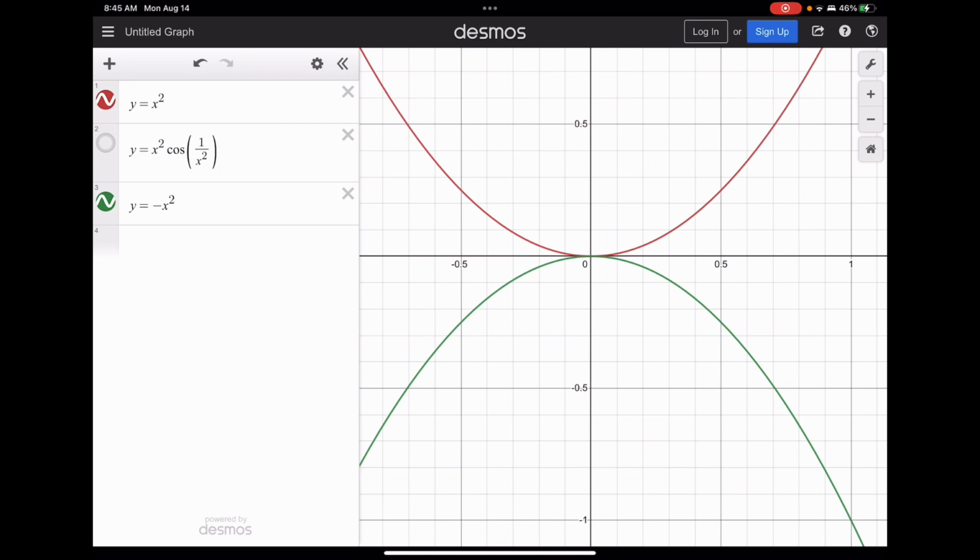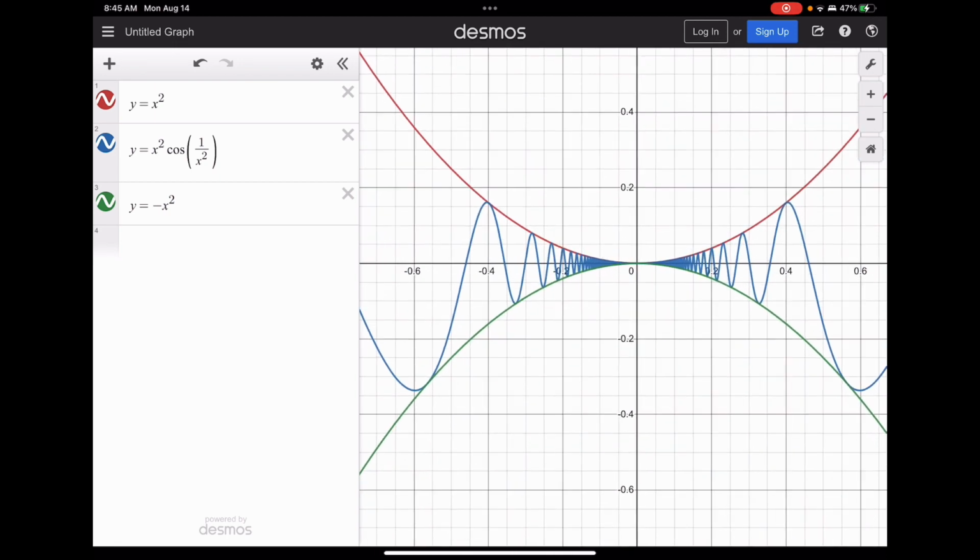So here we have two functions. You have y equals x squared and y equals negative x squared. The y equals negative x squared is the smallest of the functions, so the way it's laid out inside of the inequality chain, that would be your h of x. And then x squared is the biggest function, that would be the g of x inside of your inequality chain. And then you have this function in the middle, y equals x squared cosine of 1 over x squared. Notice that this middle function is bound completely by x squared and negative x squared.